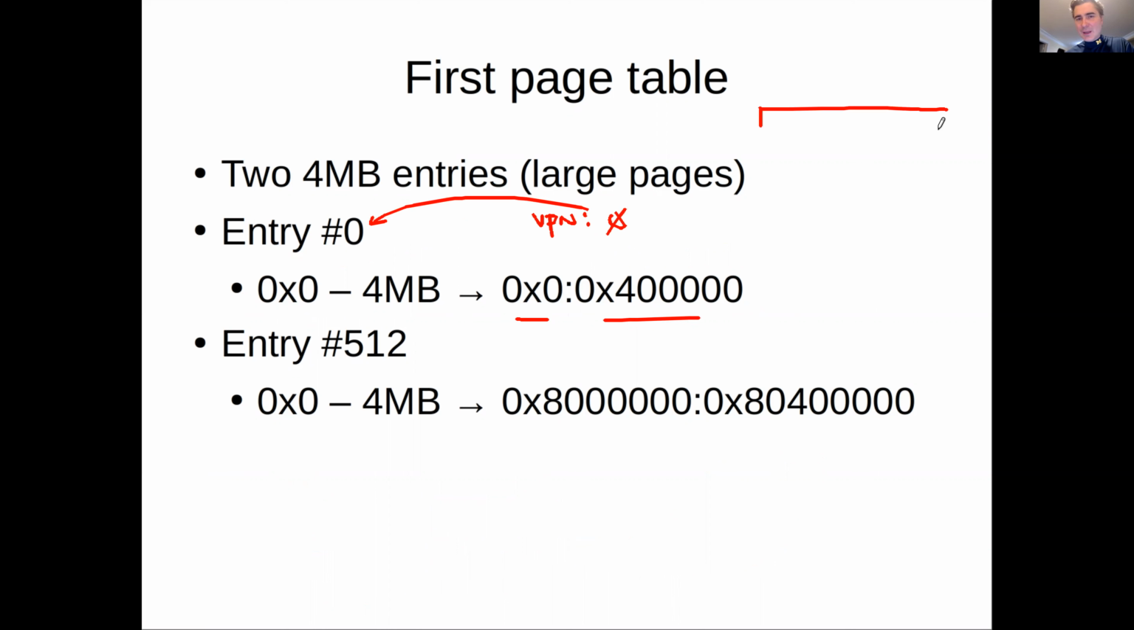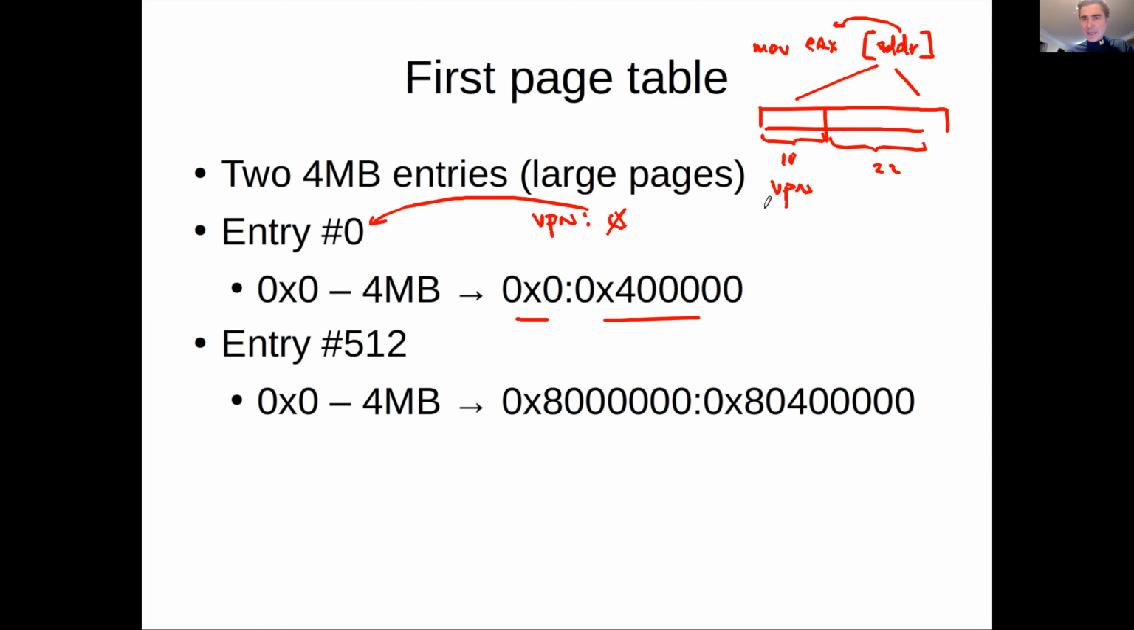Because this is how we translate. So we take the address, right? Imagine we have some move instruction which uses some address and saves it into like the EAX register, right? We take this address and we split it. Normally we would split in 10, 10, and 12, right? But here we will split in 10 and 22 because 22 is an offset. And this 10 will be the virtual page number, right? This virtual page number will essentially specify which entry in the page table we have to pick. So we have to pick entry number 0 for addresses which range from 0 to 4 megabytes, right?